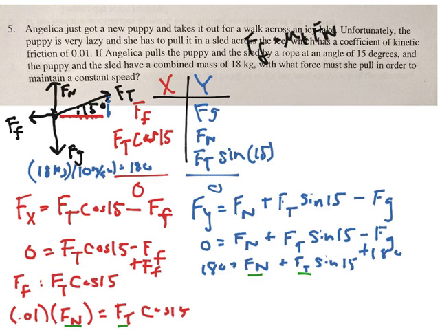So, I know you're excited to hear this, we now get to combine these things. You get to plug in, and ultimately our goal is Ft, so we can plug in for Fn. So to do that, I'm going to also move this over. So it'd be 180 minus Ft sine 15 is equal to Fn. And now we have this equation where I know what Fn is equal to, and I can plug in for Fn to find it.